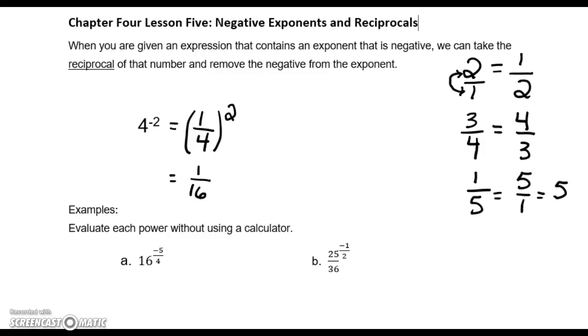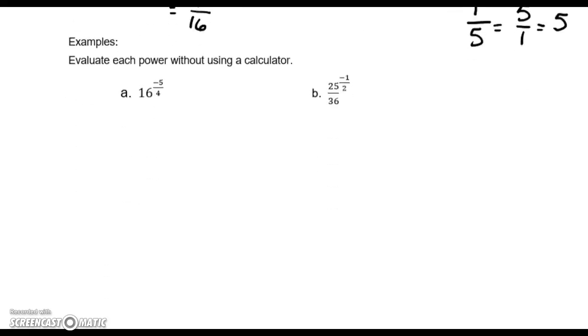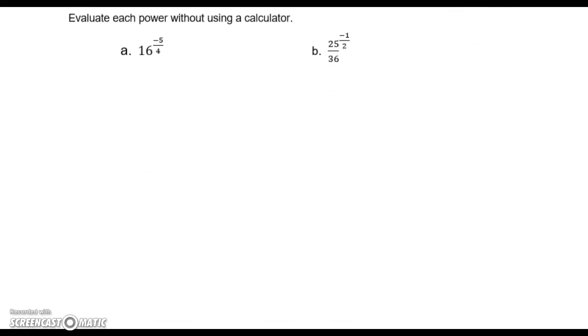So we're going to look at 2 examples from your notes, and we're going to be looking at 2a and 2b from your notes. So here we're going to evaluate each power without using a calculator. And our first example here is 16 to the power of negative 5 over 4.